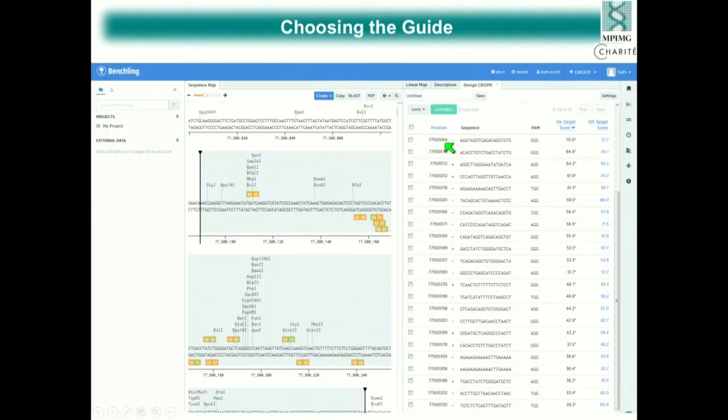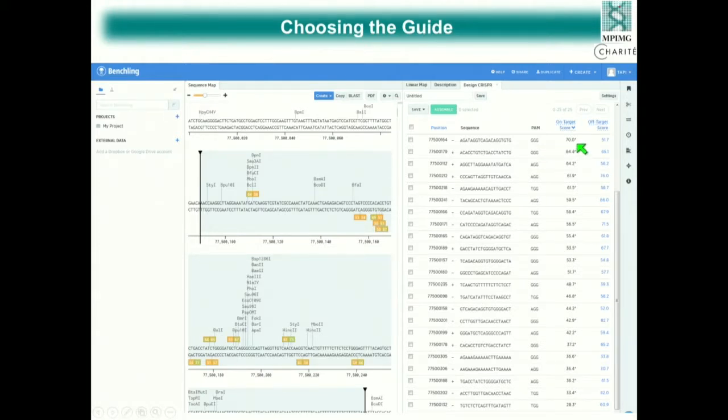First, here is just the position of the guide RNA. This is the guide RNA itself. And as Greg mentioned, this is the PAM sequence. The PAM sequence is not encoded into the guide RNA, but it's the place where the Cas9 will cut. So if the guide RNA hybridizes somewhere and doesn't have a PAM sequence, it will not cut.